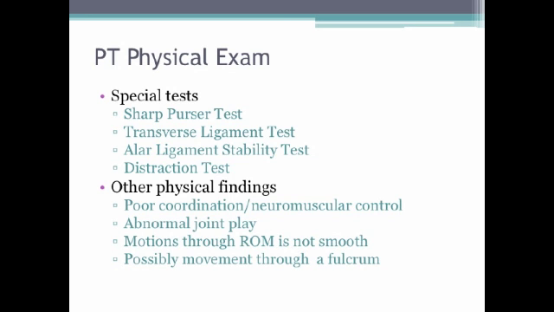Another test that may be performed is the distraction test. This will be performed if the patient complains of radicular symptoms. Some other findings from the physical exam may include poor coordination and neuromuscular control, abnormal joint play, range of motion that is not fluid, and possibly movement through a fulcrum.